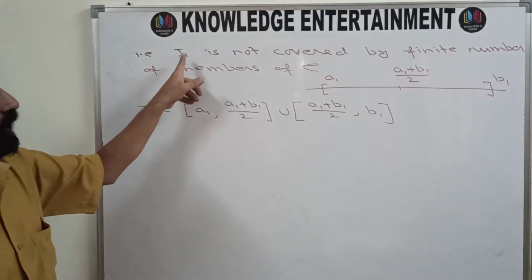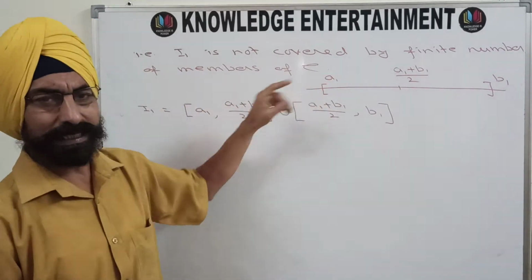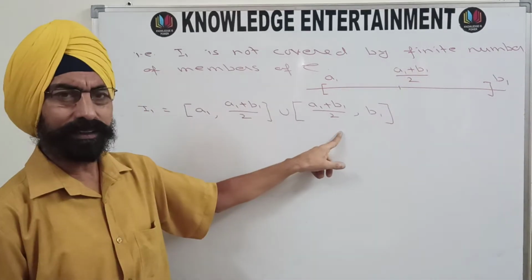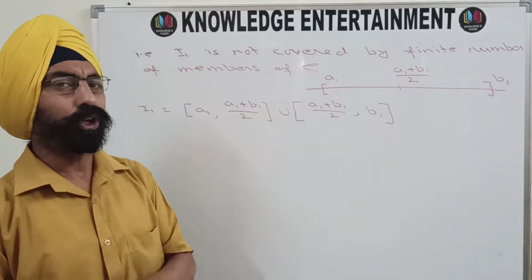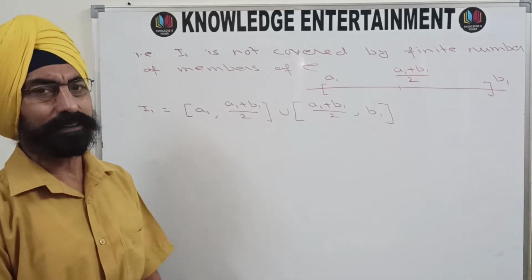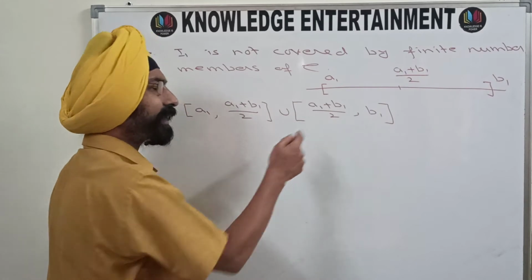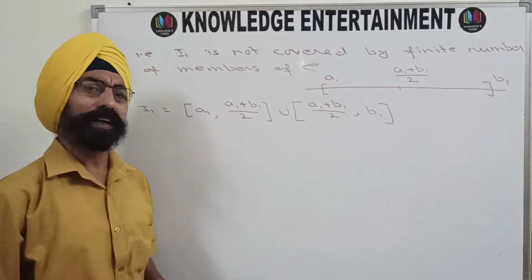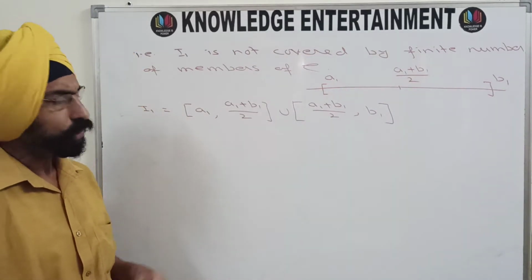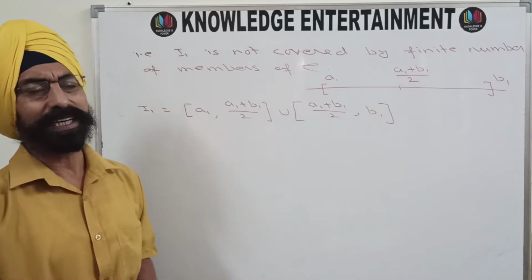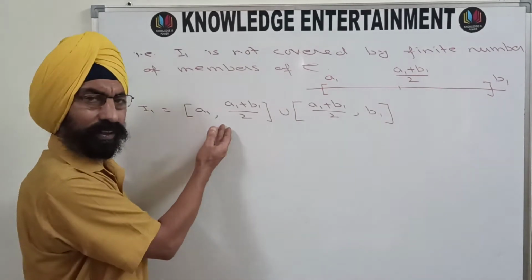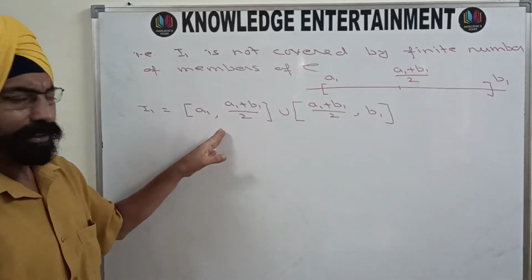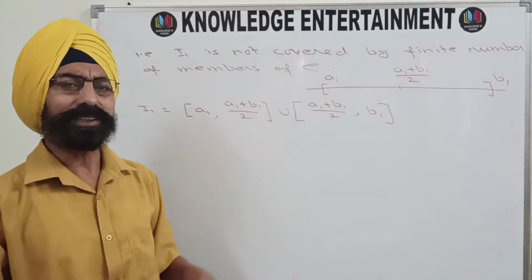Since I1 is not covered by a finite number of members of C, at least one of these two, either this one or this one, will not be covered by a finite number of members of C. Because if both are covered by a finite number of members of C, obviously their union will be covered by a finite number of members of C, which is not true. It may be the first one, it may be the second one, whatever it is.